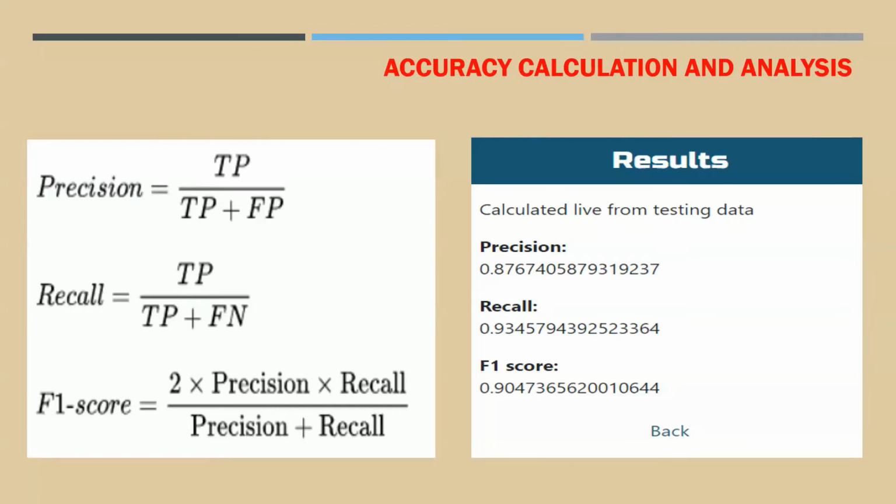Finally, this slide shows the accuracy calculation and analysis for our project. We have calculated precision, recall, and F1 score based on the true positives and false positives, using the precision and recall. Basically, precision is calculated using the true positives and the false positives, whereas recall is calculated using the true positives and false negatives. And F1 score is the weighted average mean of precision and recall, where we can see the F1 score being 90%.